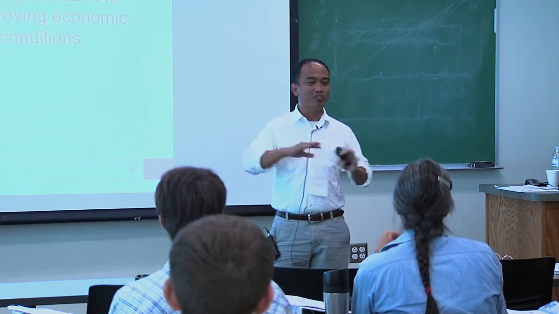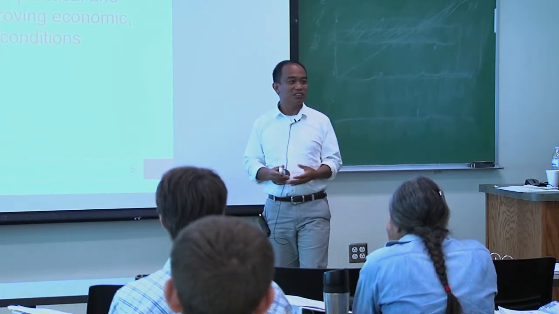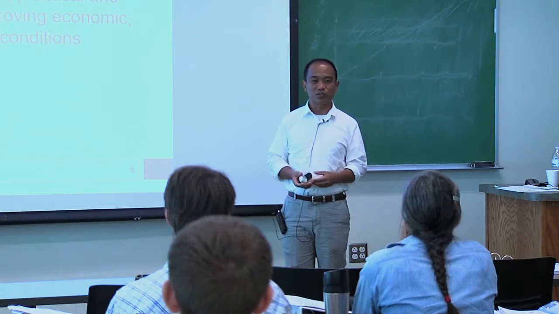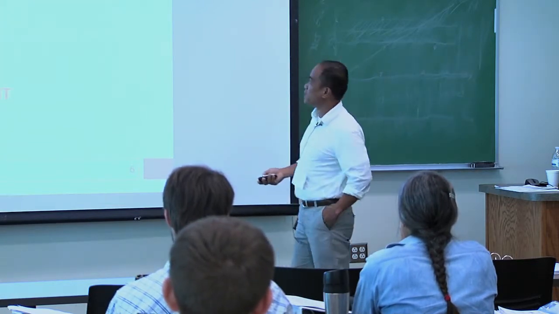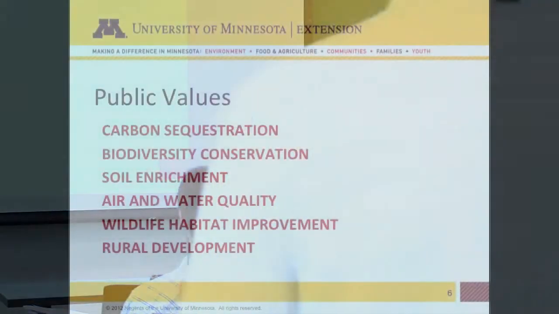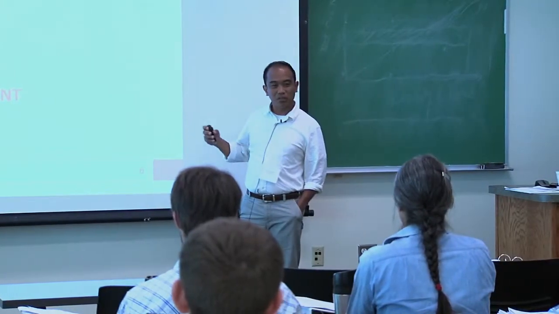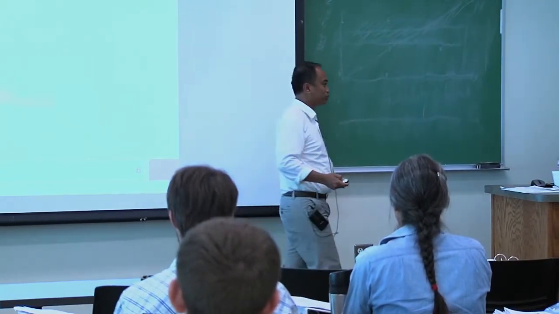We want the public to realize or take advantage of what agroforestry provides to them. So over the past day and a half, you already identified these public values about agroforestry: carbon sequestration, biodiversity, soil enrichment, air and water quality, wildlife habitat improvement, and that will lead toward rural development. Shibu alluded to this public value this morning, these ecosystem services.